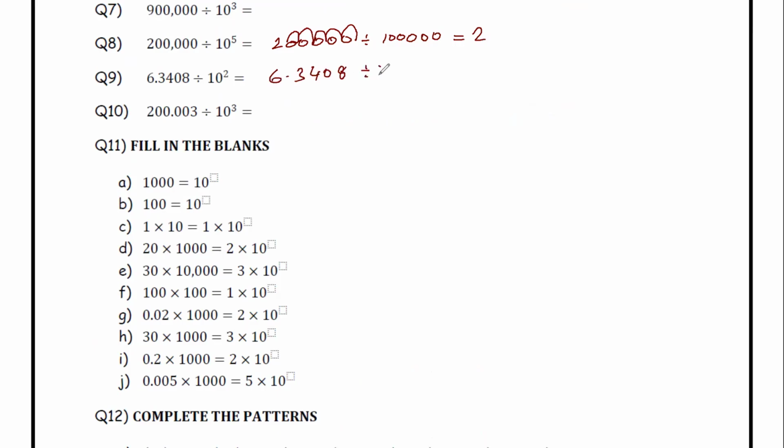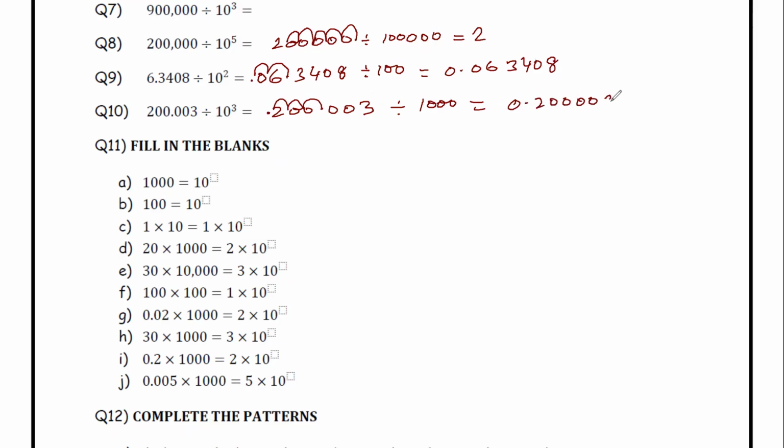6.3408 divided by 100. So it goes back 1 and 2. That'll be 0 here and dot here. So you have 0.063408 as your outcome. And then finally, you have 200.03003 divided by 1,000. So you have basically 1, 2, and 3. So the dot comes here, 0.200003. Okay, so that's your number.